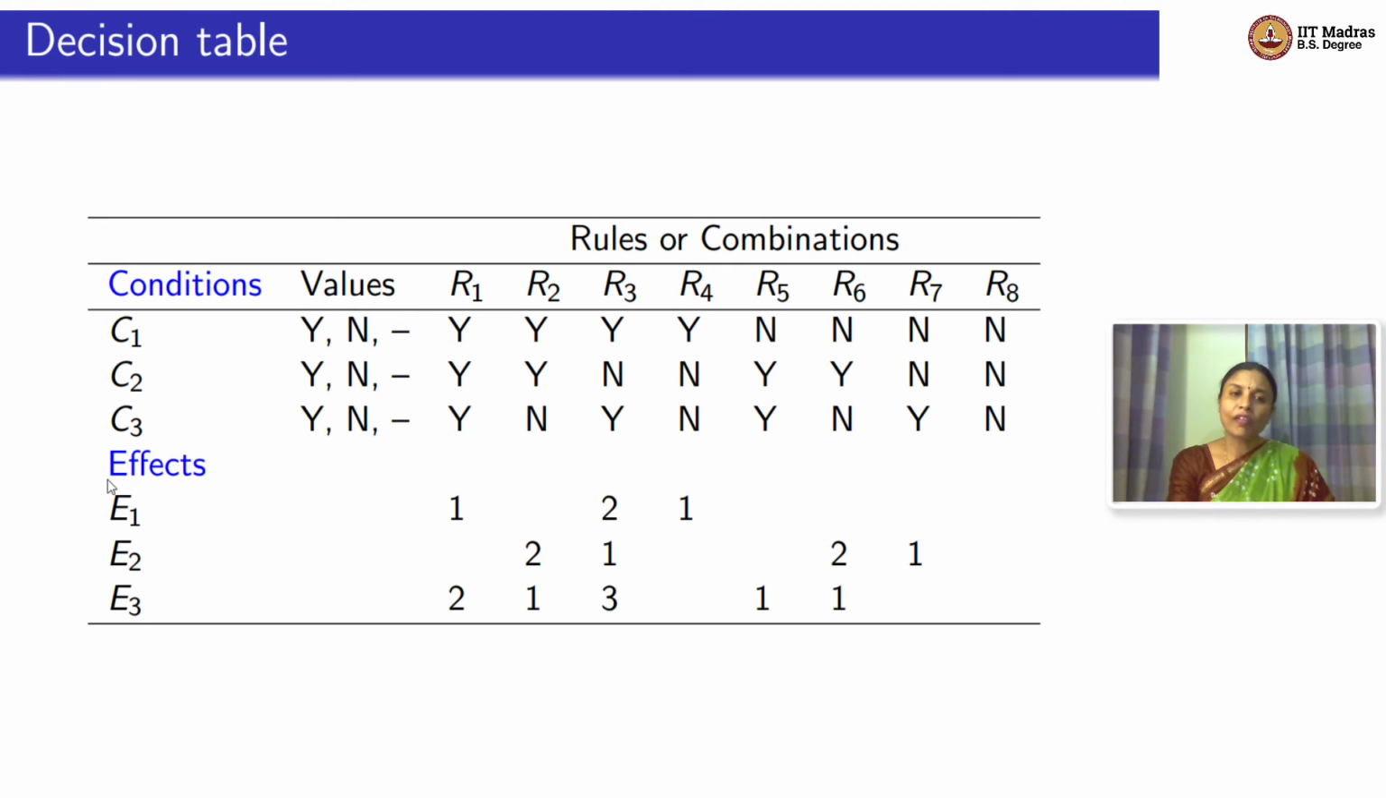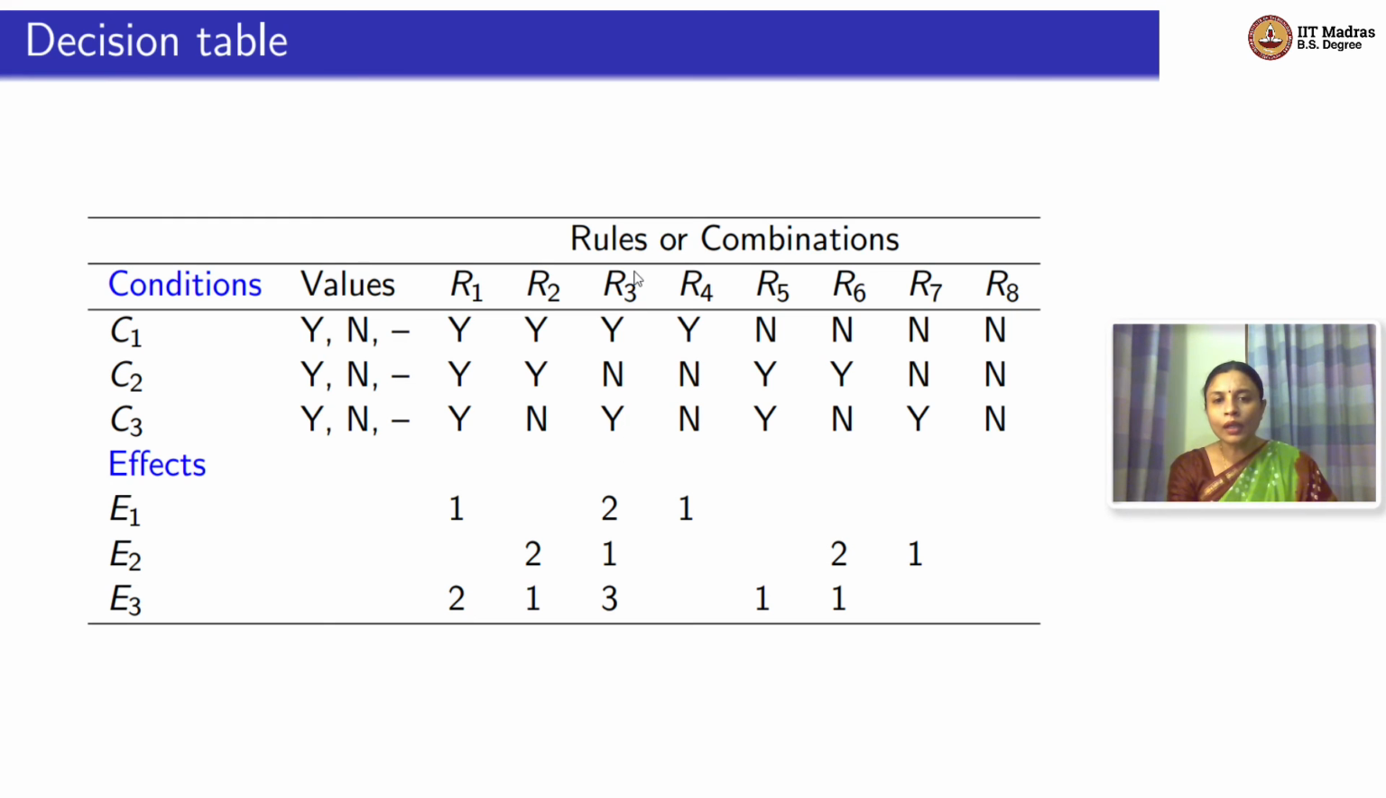And then there are effects. Effects for each of those combinations. For example, if condition 1, condition 2 and condition 3 are all yes, which is this column corresponding to R1, then the effects will say what to do. E1 will say what to do, E2 will say what to do, E3 will say what to do in terms of the outputs. Effects are: do E1 first, followed by E3. That's why this number 1 and 2 is here.